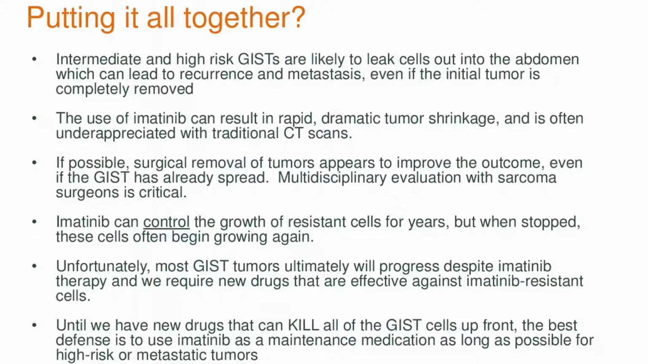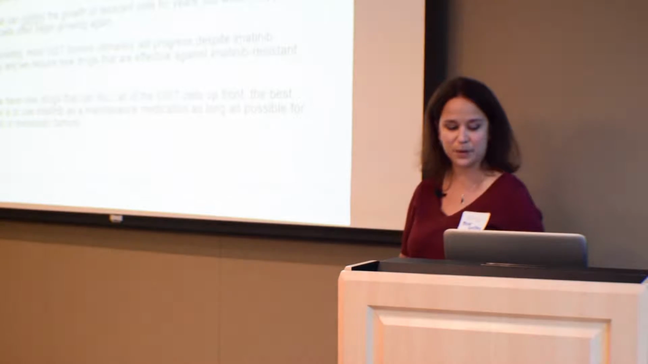We don't understand why that is, but we know that if you come off of the Gleevec, these cells will wake back up and start growing again. So we need new drugs that are effective against those resistant cells when the Gleevec stops working. And we also need to find drugs that will kill the GIST up front instead of just putting it into this hibernating state. And I think those are the big goals where we need to move in the next few years for GIST patients.